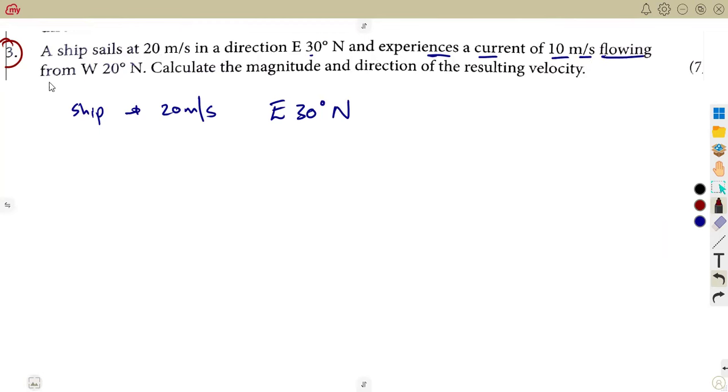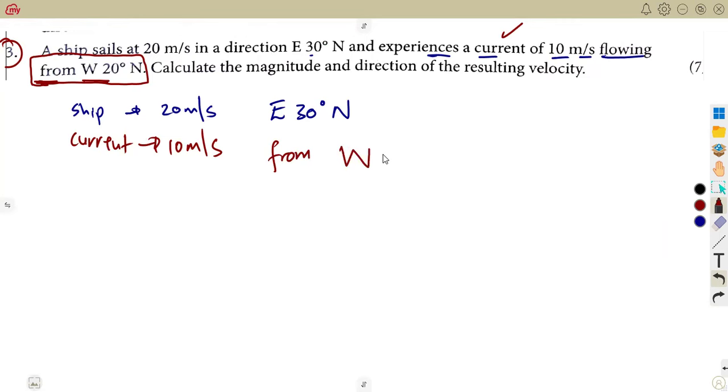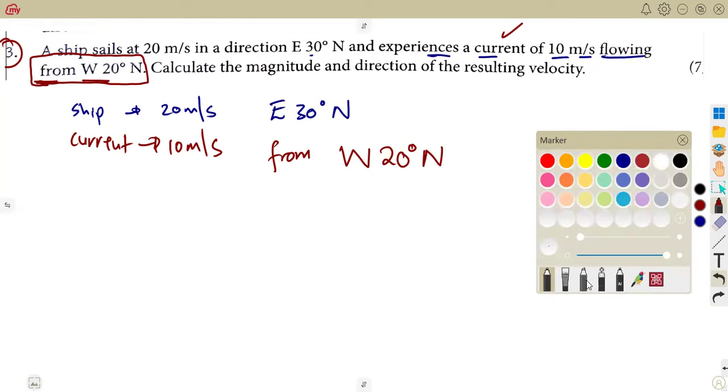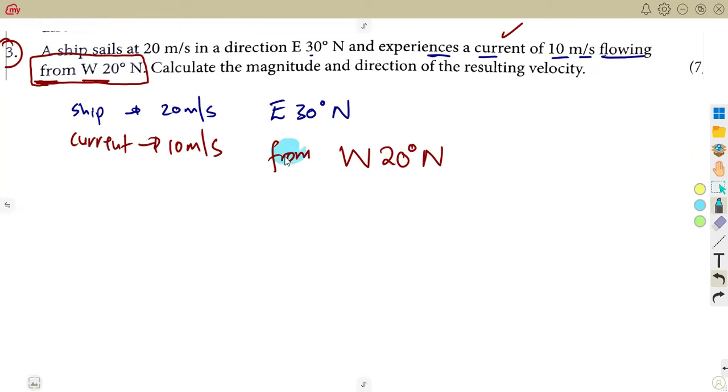Take note, it is not flowing in this direction, flowing west, but from this direction. So the current that we have there has a speed of 10 meters per second, not in this direction, but from that direction. That is the most important part of our question here. From. So when it is like this, what are we going to do?